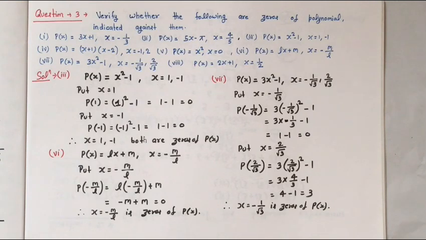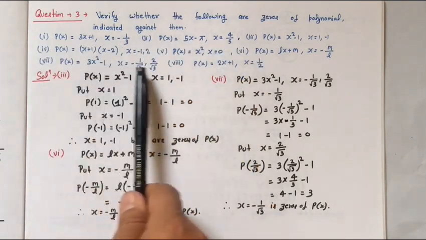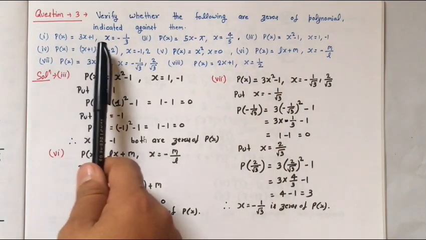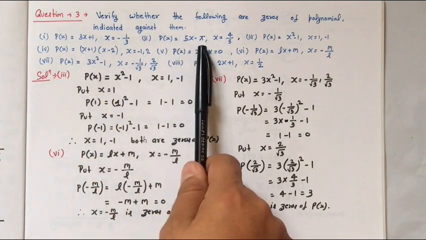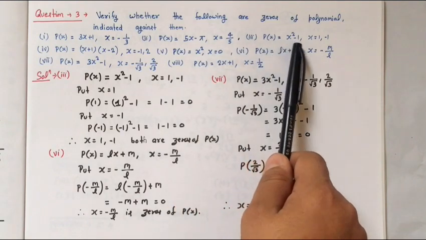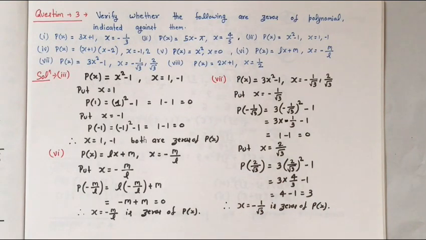Now there are a total of 8 parts in the question, 1, 2, 3 and so on up to 8. Some parts I am going to tell you, like first of all I am going to tell you the third part. In the first part only one value you have to verify, in the second part only one value you have to verify, but in the third part you have to verify for 2 values. So I am taking the third one.